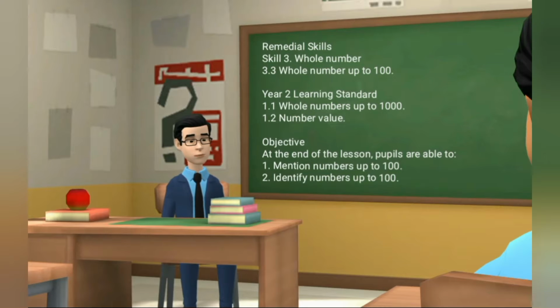Hi everyone! Today we will learn remedial skills. Skill 3, whole numbers. 3.3, whole numbers up to 100. Year 2, learning standard 1.1, whole numbers up to 1000. 1.2, number value. Objective. At the end of the lesson, pupils are able to: 1. Mention numbers up to 100. 2. Identify numbers up to 100.